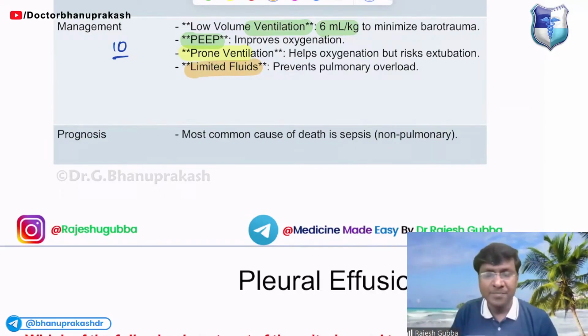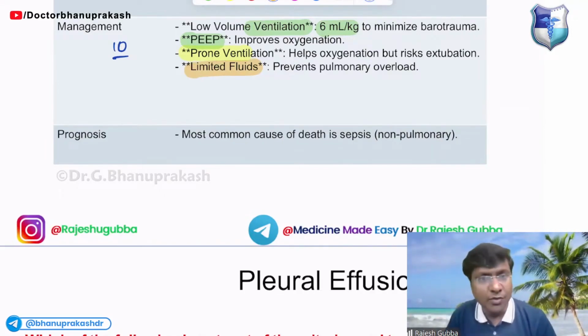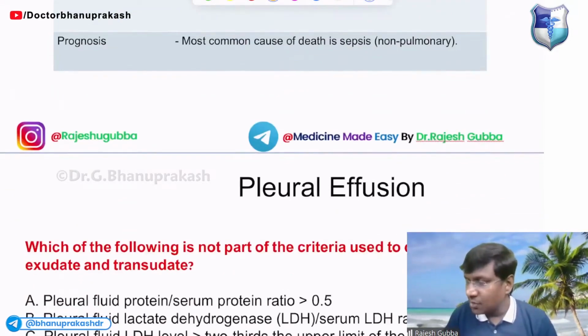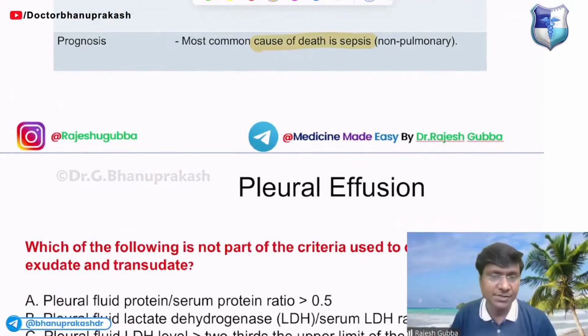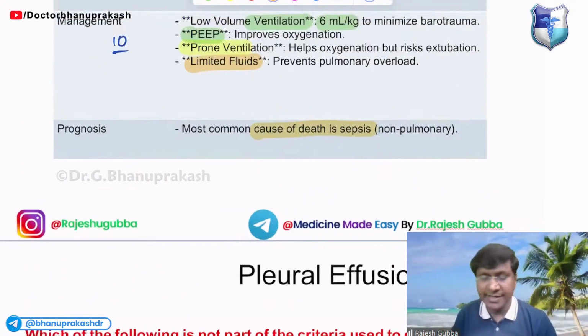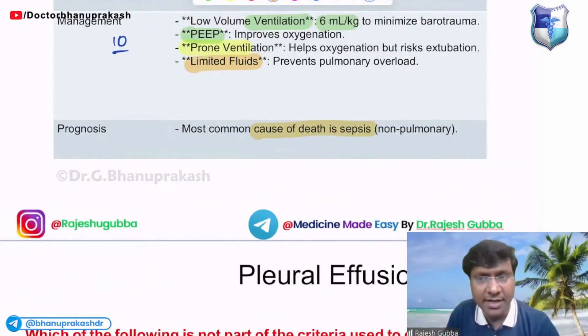And if at all there is death in these patients, what would be the cause of death? The cause of death in these patients is sepsis. Okay, so this is about ARDS. Let me just revise ARDS in 1 minute.